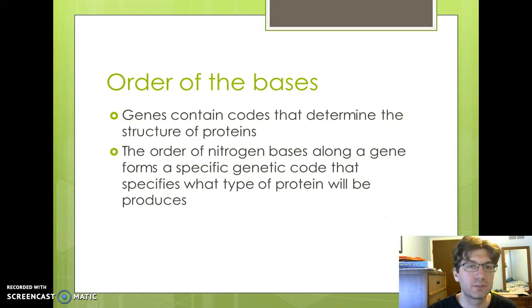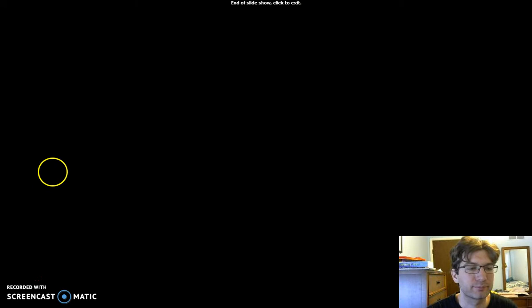The order of the bases matters because it determines the structure of the protein. If we switch some of those bases, then the RNA is going to be switched, and then the transfer RNA will be reading a different code, and it will bring a different amino acid to that protein and therefore make a different protein. The order of those nitrogen bases along with that specific genetic code are going to specify what type of protein is produced. And that's pretty much how DNA is going to play into all this.